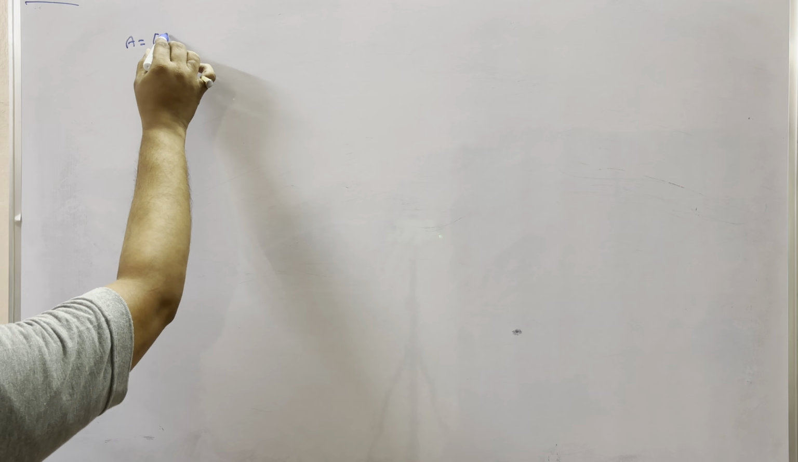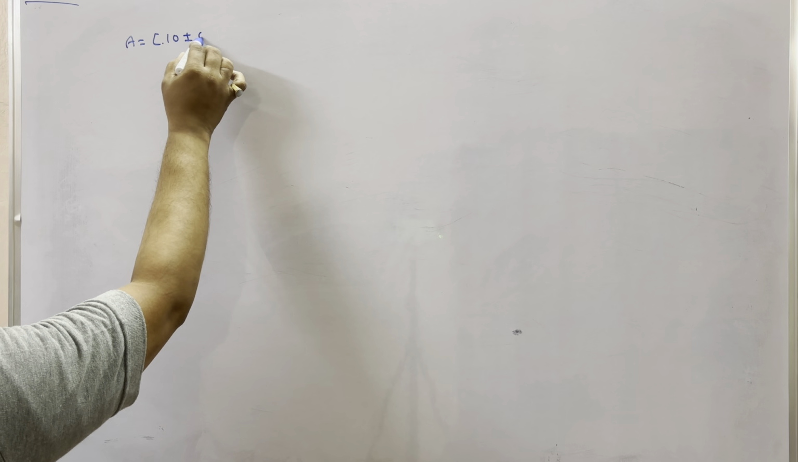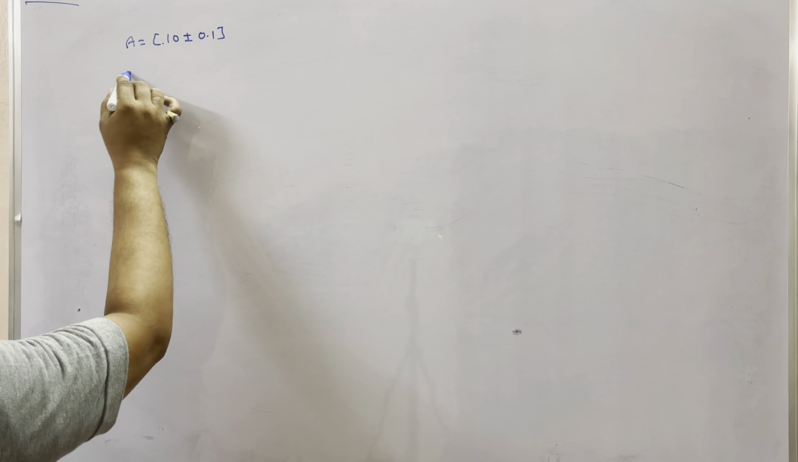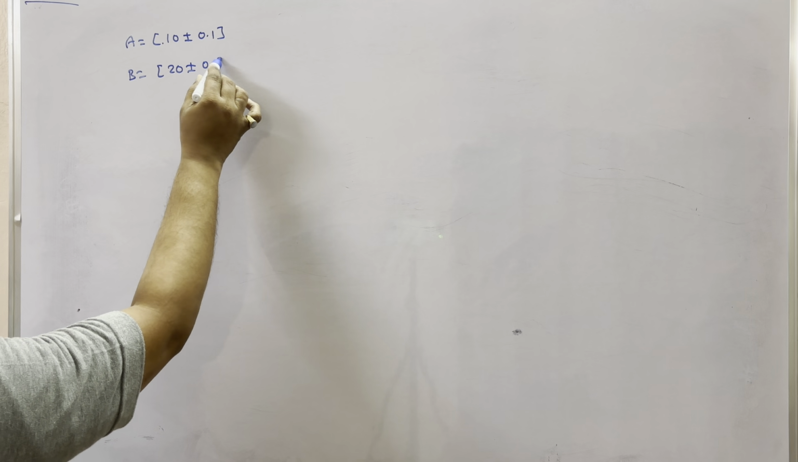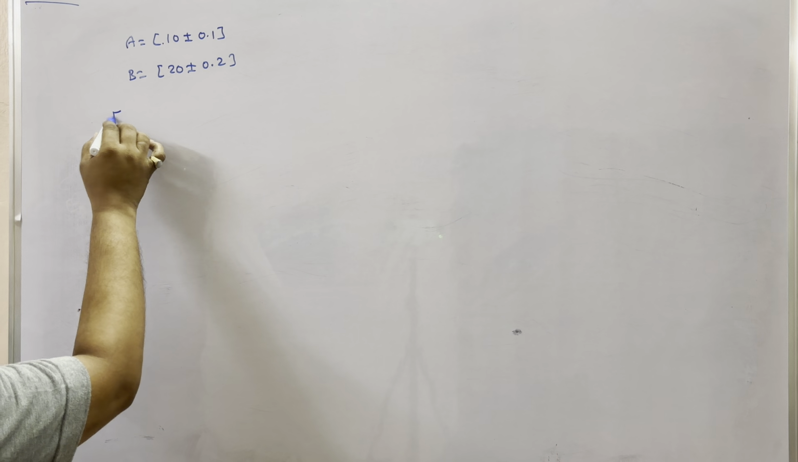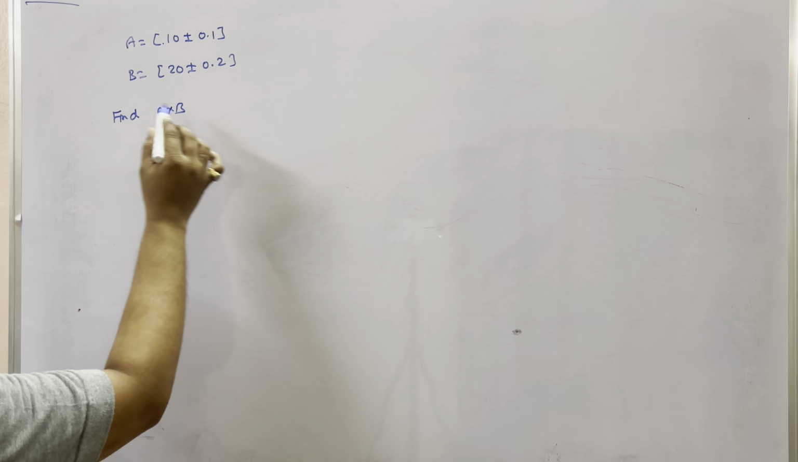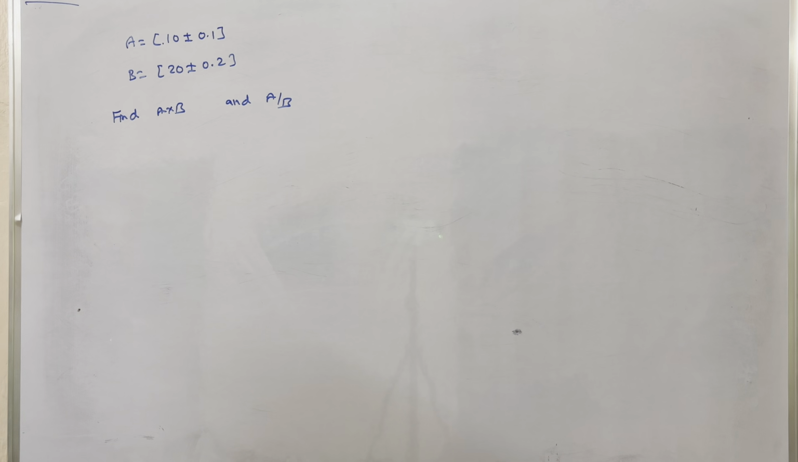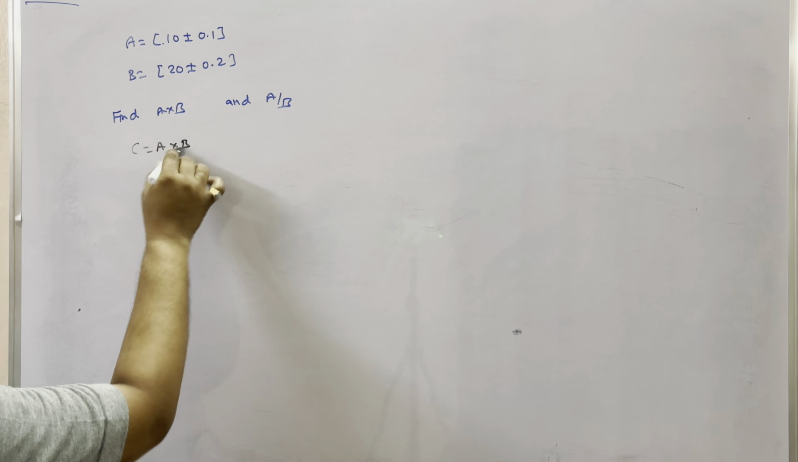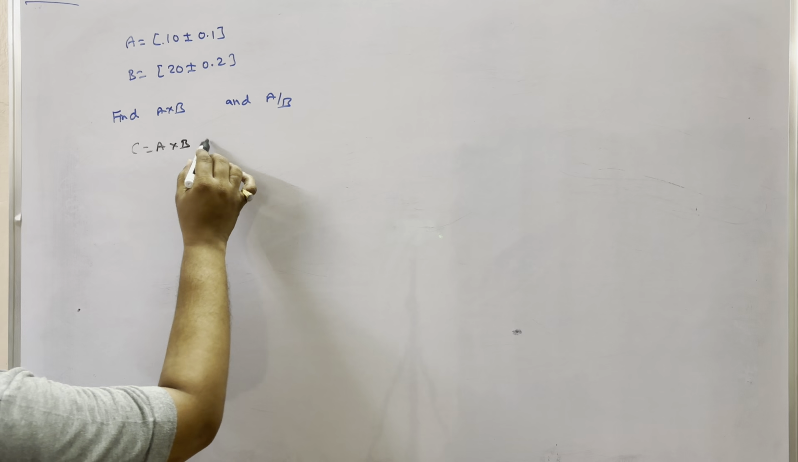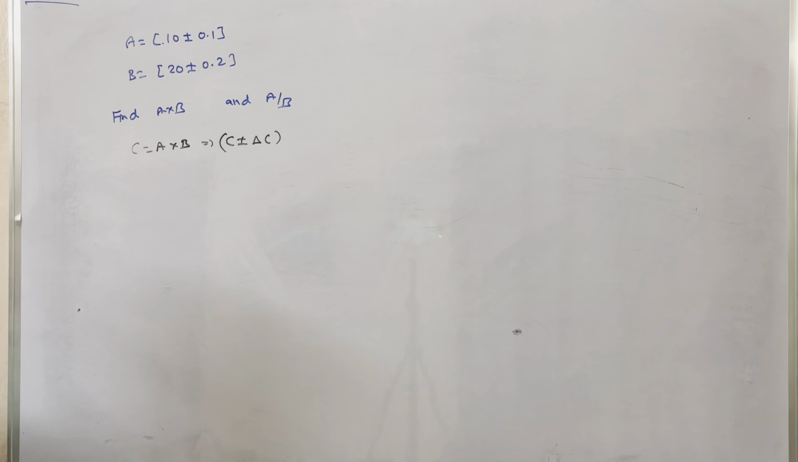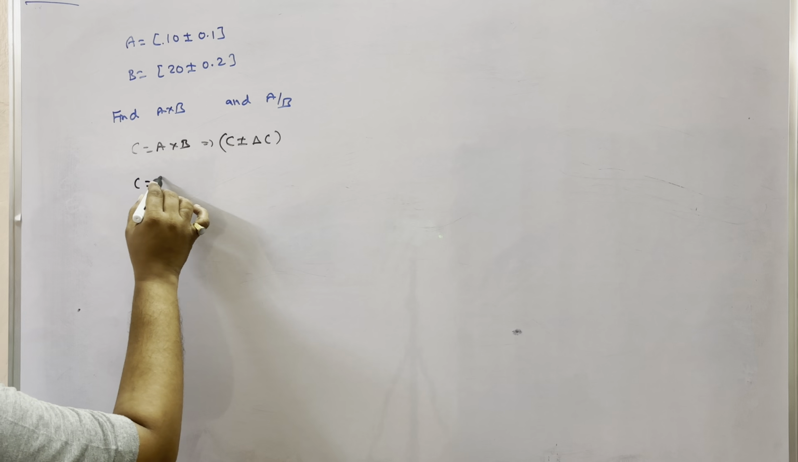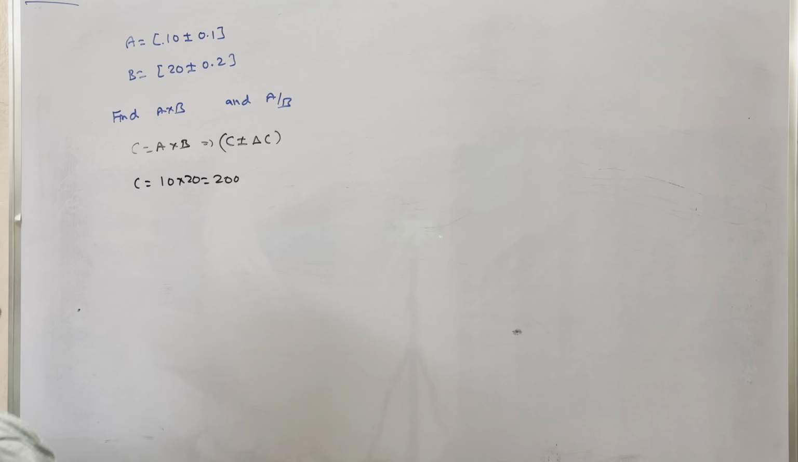You can see one problem. A is equal to 10 plus or minus 0.1. B is equal to 20 plus or minus 0.2. Find A into B and A by B. How are we going to do it? Now C is equal to A into B. Now this C can be represented as C plus or minus delta C. So C is A into B, which already gives 10 into 20, 200.